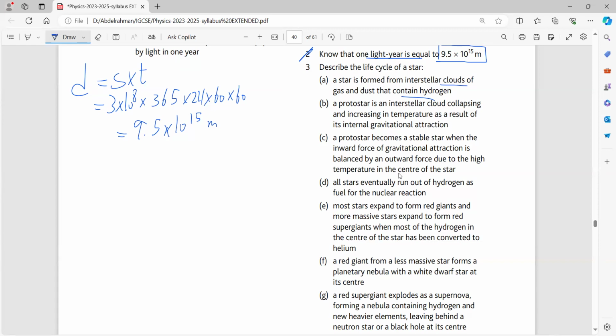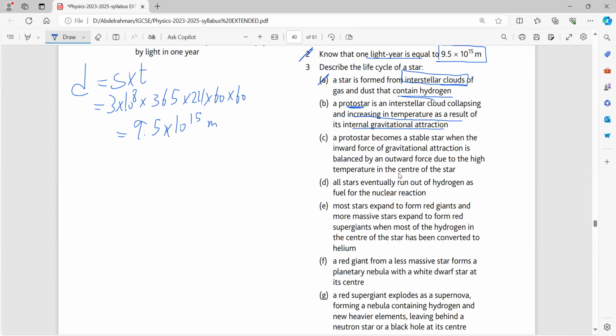The star, okay, how does a star initially form? Because of an interstellar cloud. These interstellar clouds contain mostly hydrogen. A protostar, what's a protostar? It's an initial star, okay? It's still a baby star. How does it form? By the cloud collapsing and increasing the temperature as a result of its gravitational attraction.